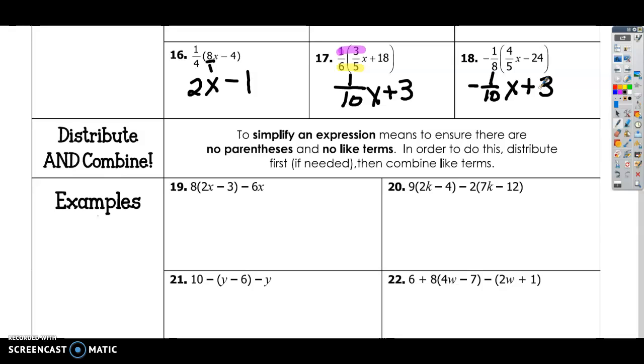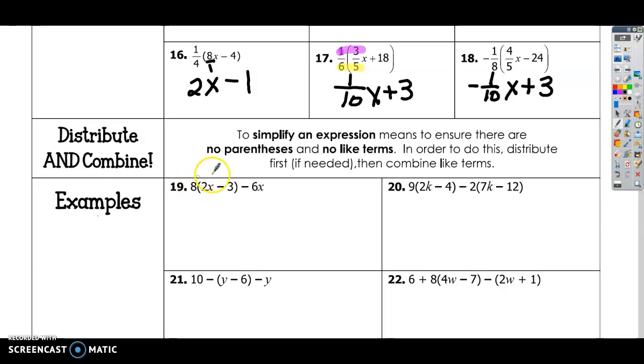All right, on the next part, to simplify an expression means to ensure there are no parentheses and no like terms when you finish. In order to do this, distribute first. If needed, then combine like terms. So this is going to use some of what we learned in the last section as well as what we've been practicing here today. All right, so let's get started.